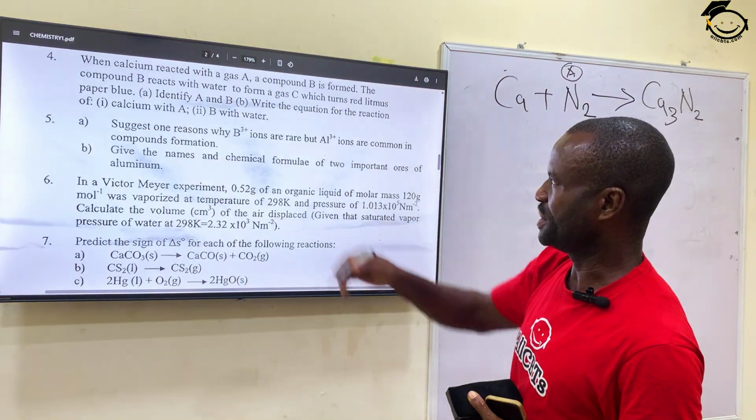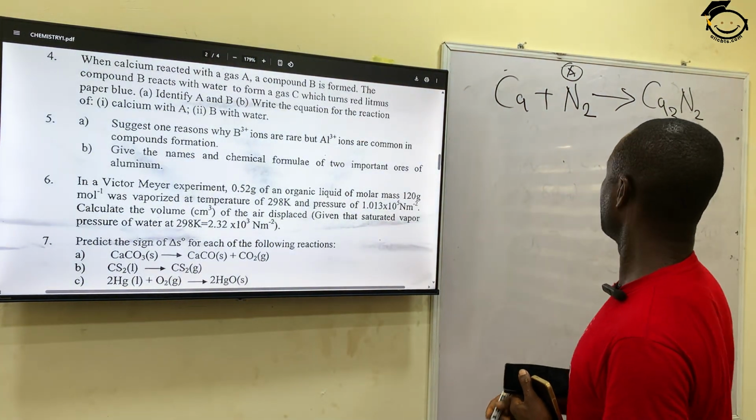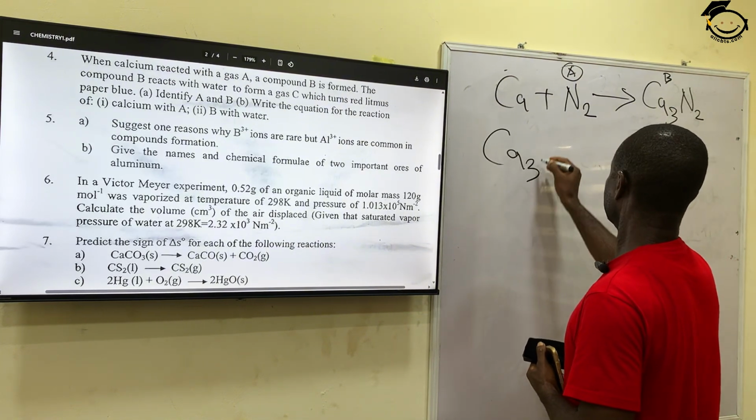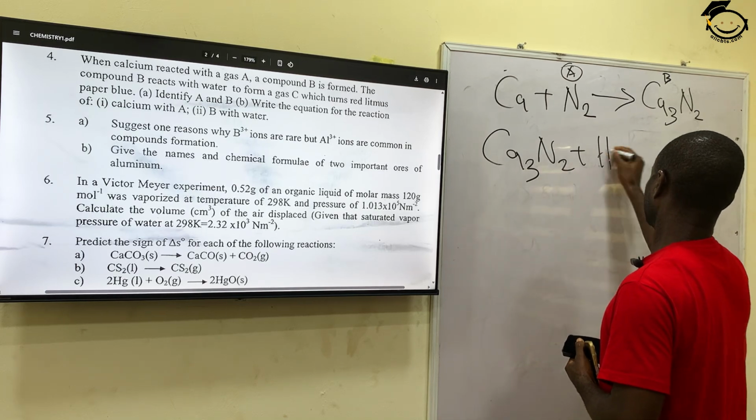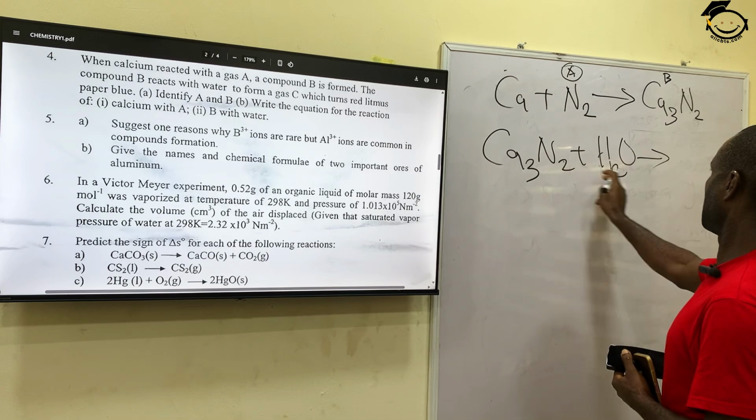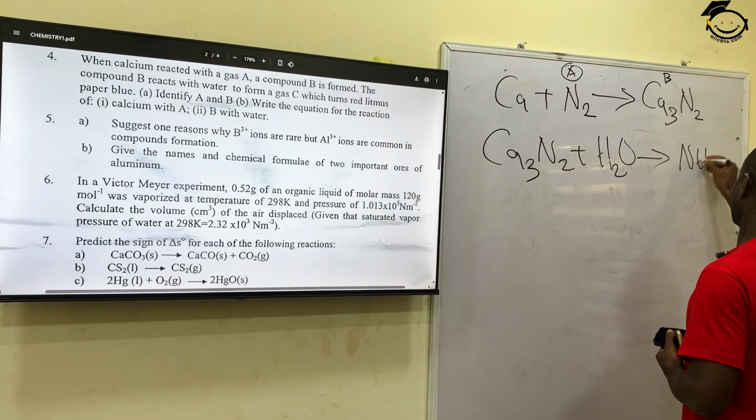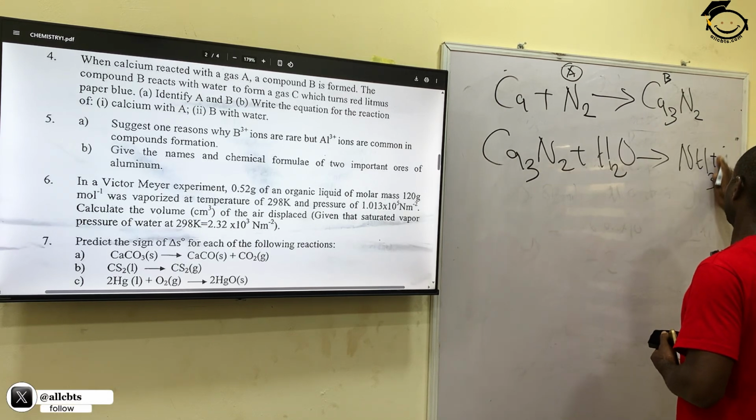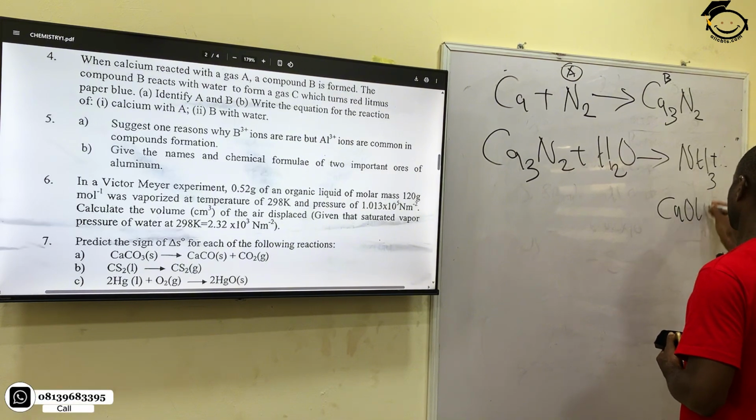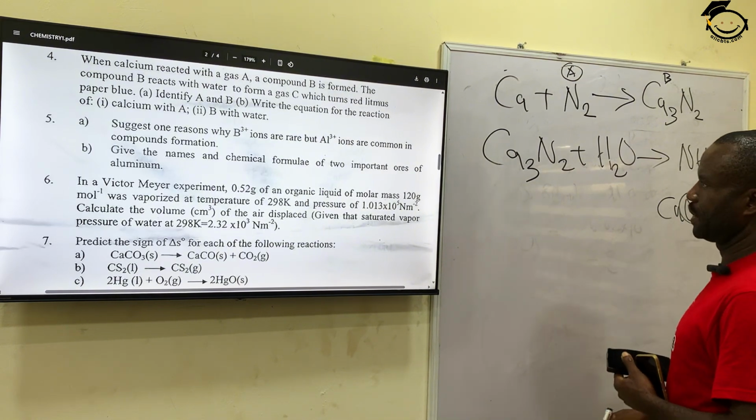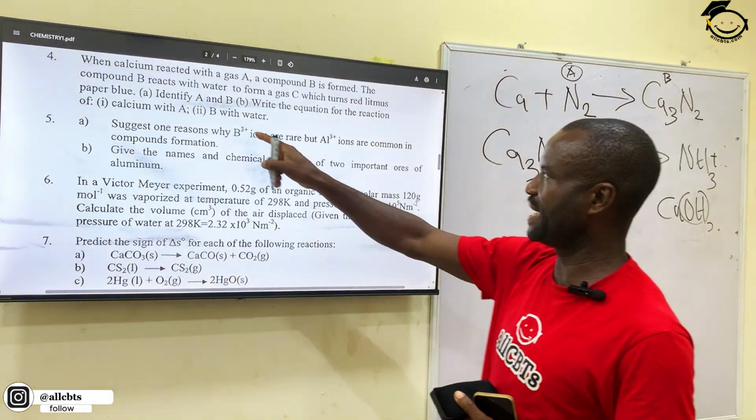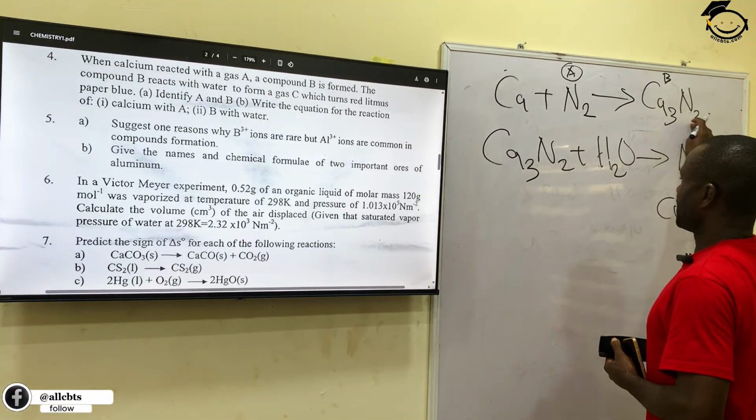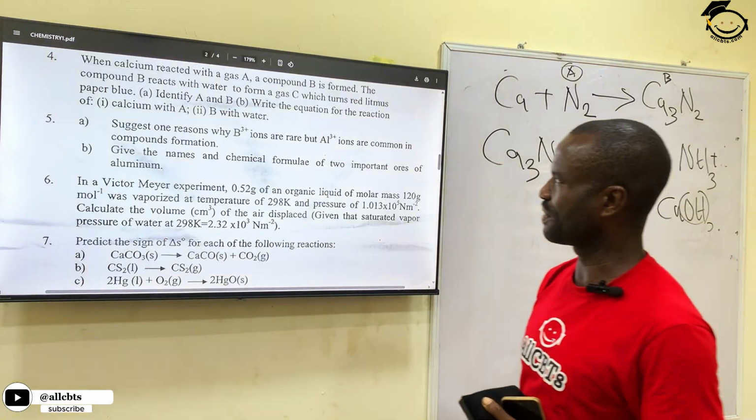B reacts with water. This is B, of course, calcium nitride, with water. Ammonia will be formed from here: NH3 plus calcium hydroxide. Now, to identify A and B: A is nitrogen gas, while B is calcium nitride. So we've solved A.